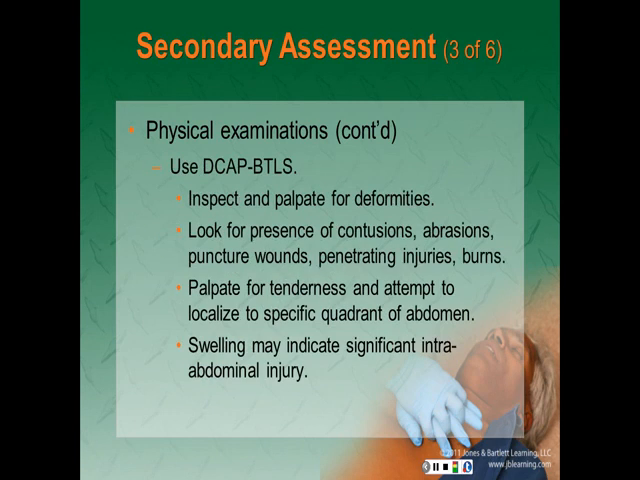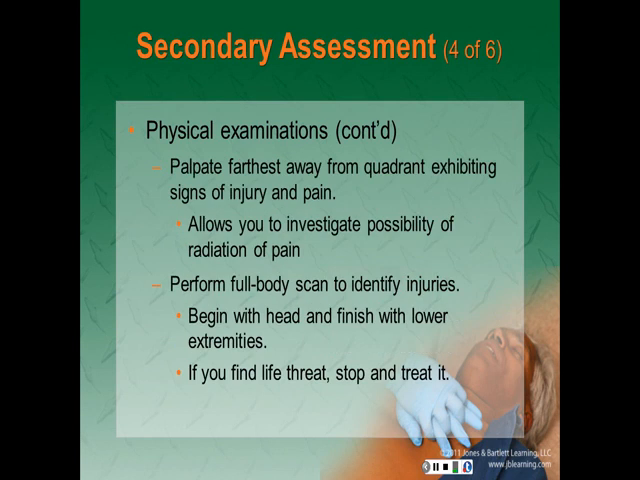Use the mnemonic DCAP BTLS to help identify specific signs and symptoms of injury. Inspect and palpate the abdomen for the presence of deformities and look for the presence of contusions and abrasions. Puncture wounds and other penetrating injuries cannot be overlooked, and the intra-abdominal extent of these injuries may be life-threatening. You need to note the signs of burns and palpate for tenderness and attempt to localize to a specific quadrant of the abdomen. Treat lacerations with the appropriate dressings, and remember that swelling may involve the abdomen globally and indicate significant intra-abdominal injury. You need to palpate the abdomen when examining the region.